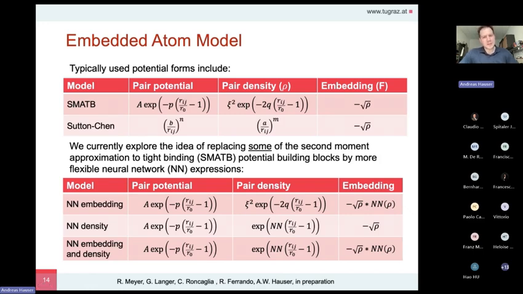Knowing this, we would like to use this information and try to improve it. We go into each of these contributions and make it a bit more flexible by introducing a neural network. For example, we are playing with the embedding part. We still keep the square root of rho to have the correct limiting behavior, but we make it a bit more flexible by making it also affected by a neural network that is trained. Or we are modifying our density approximation, or we are modifying both of them.